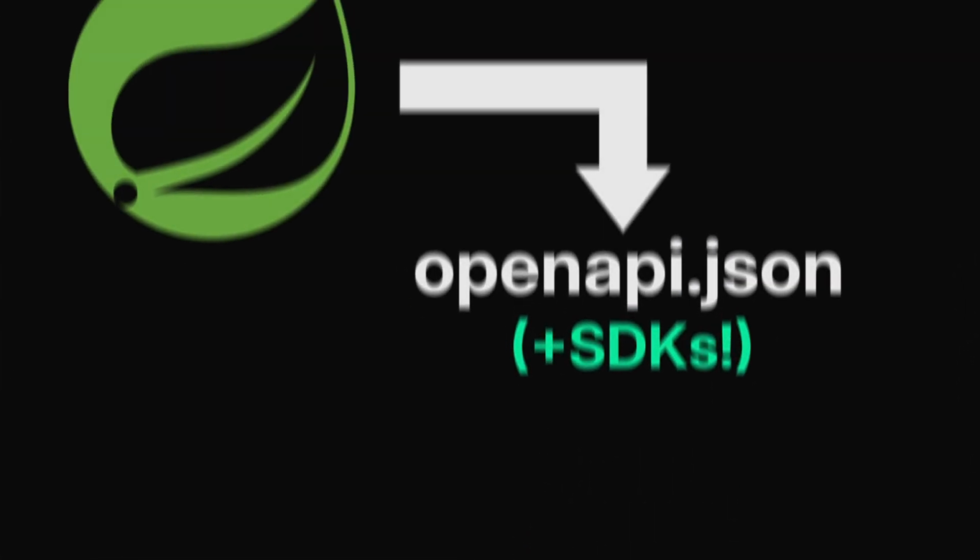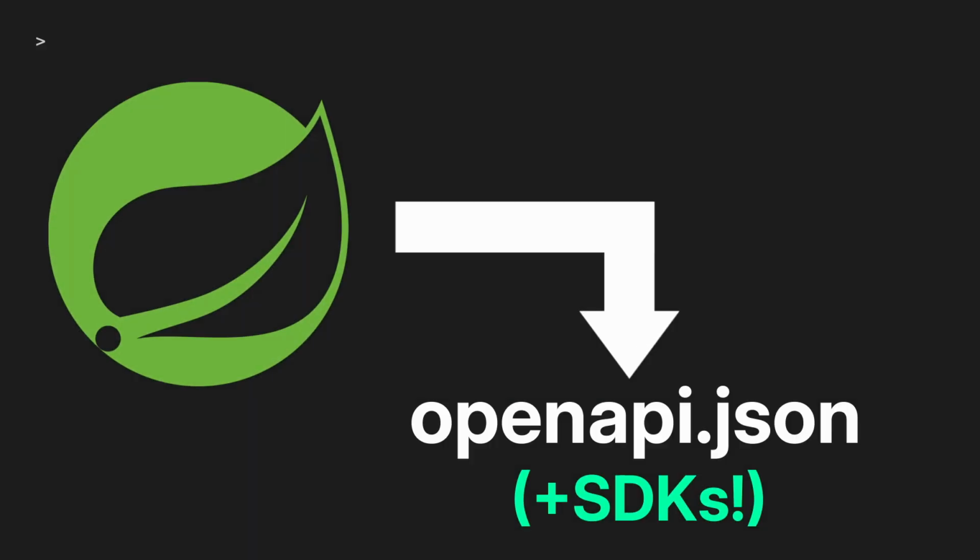Today I'm going to show you how to take your Spring Boot API and transform it into an OpenAPI specification using the wonderful Springdoc OpenAPI library. As a bonus, I'll also show you how you can then take that OpenAPI specification and transform it into a client library for Java and many other major programming languages. So let's get into it.